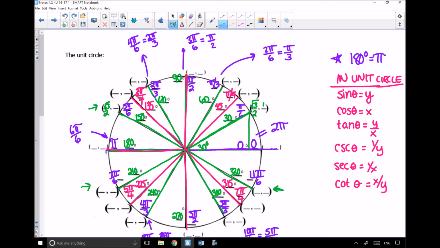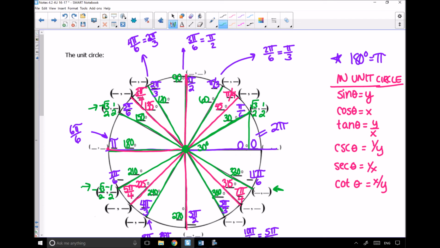However, it's on the negative side because this is the origin (0, 0), right? So that means that this coordinate right here would be negative root 3 over 2. The y value, though, is still positive 1/2 because it's still above the x-axis, okay? Over here, for this one, I've got root 3 over 2 and 1/2, but they're both negatives because my x and my y values are negative in this quadrant, okay?